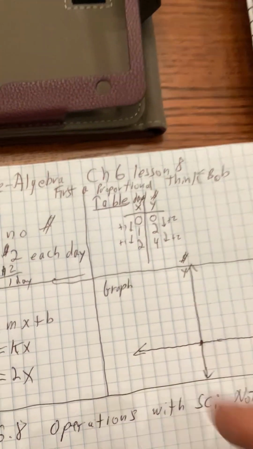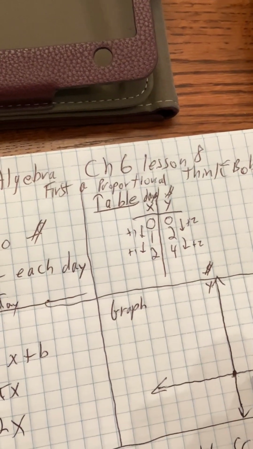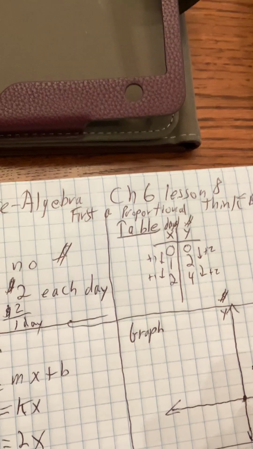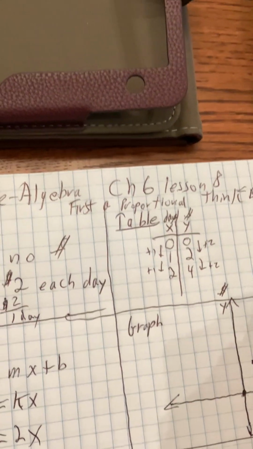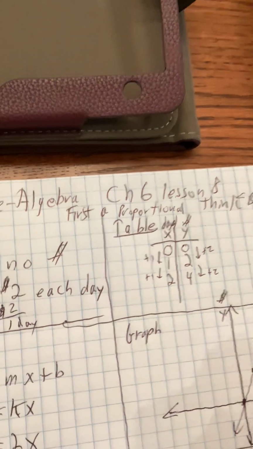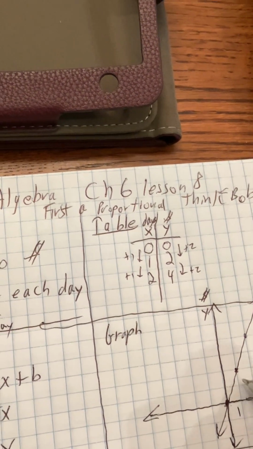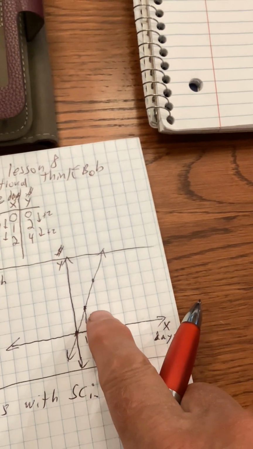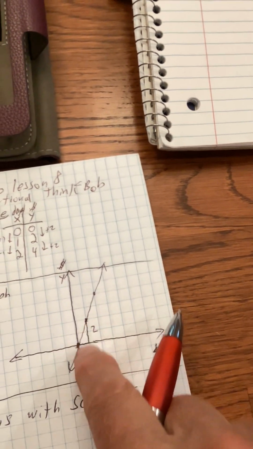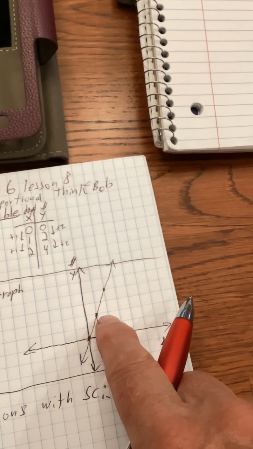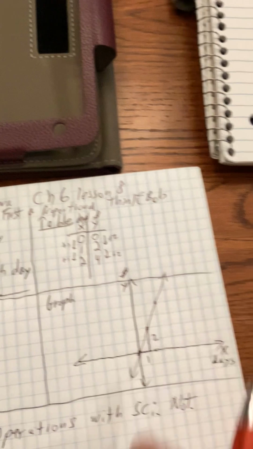And if I go to graph this, these are just by 1, so over 1 up 2, over 2 up 4, and here's my line, and here's my slope, my rate of change. It's going over 1 up 2. And it's rise over run. It's 2 over 1. Every time I go over 1 day, I go up $2.